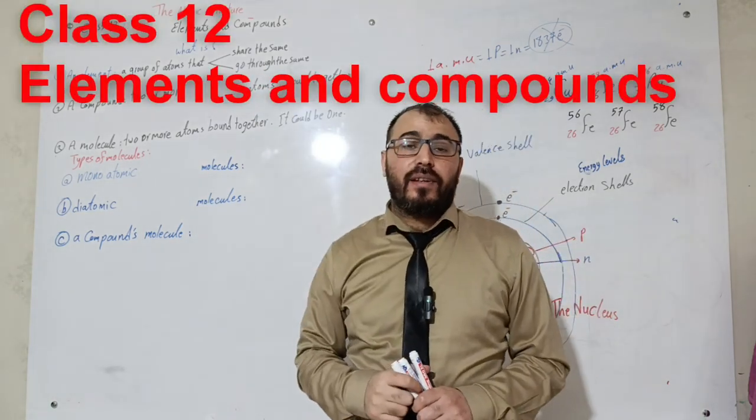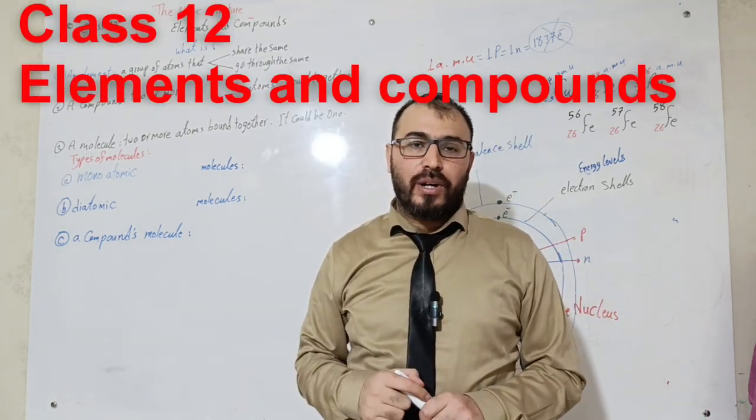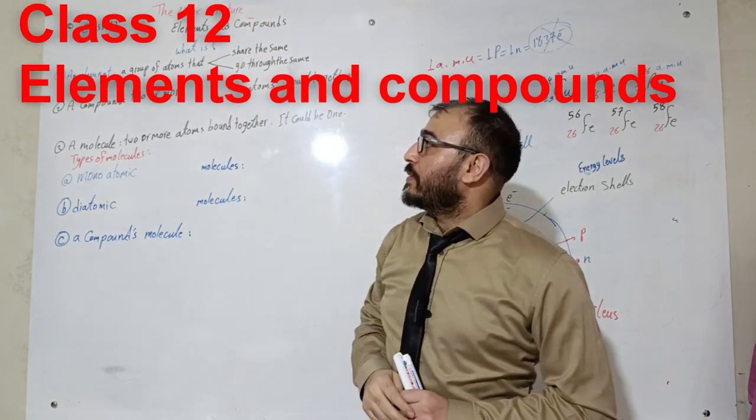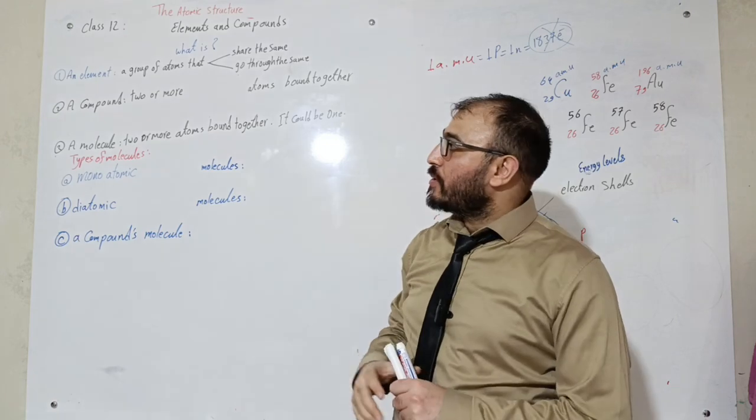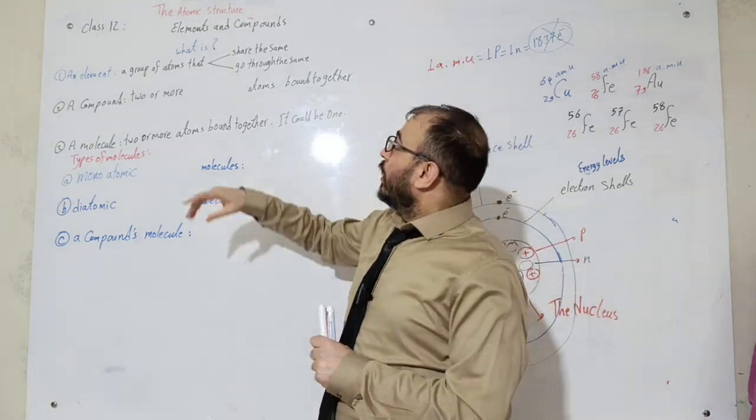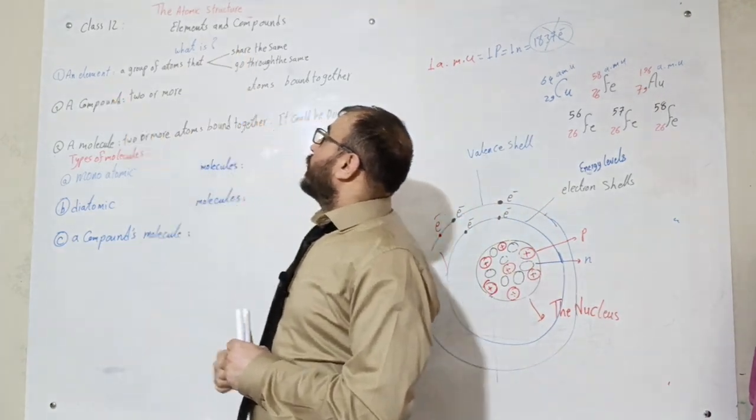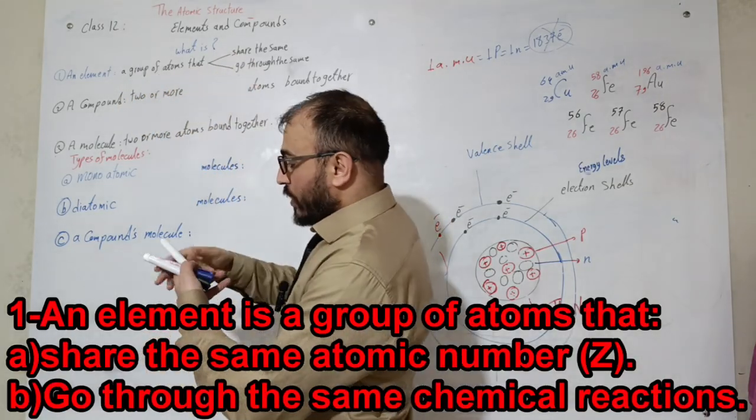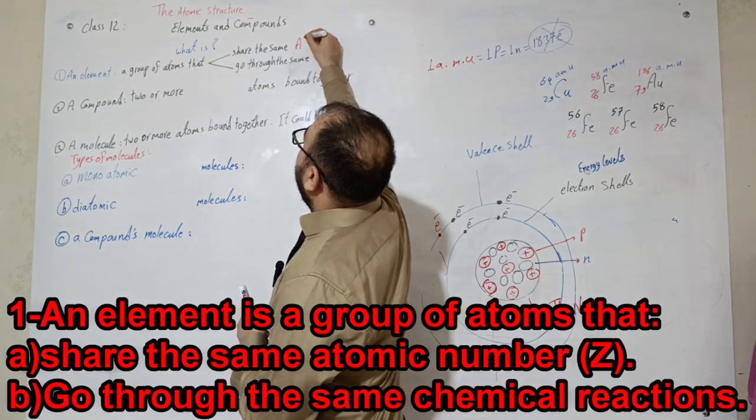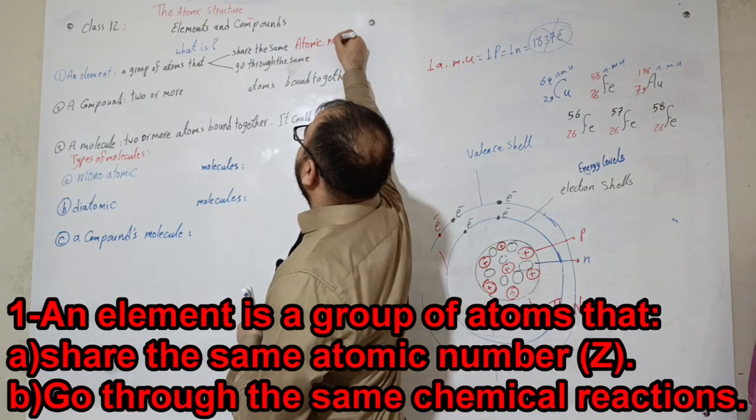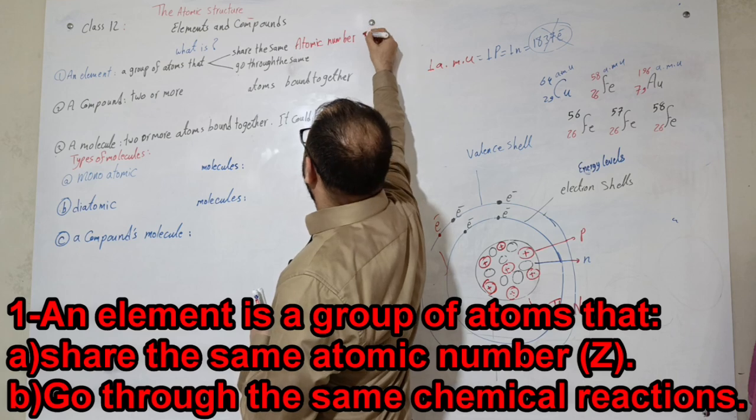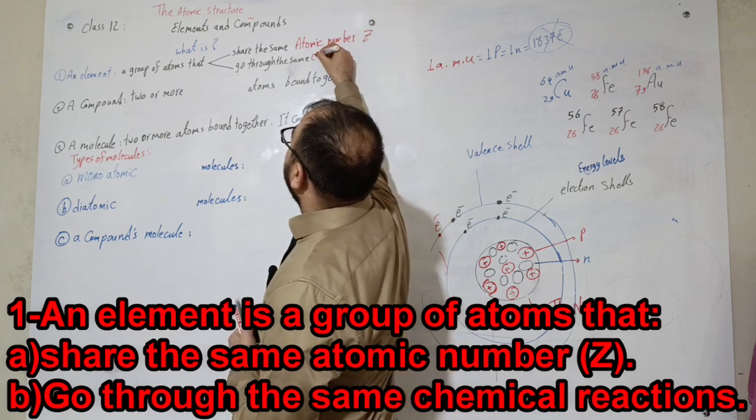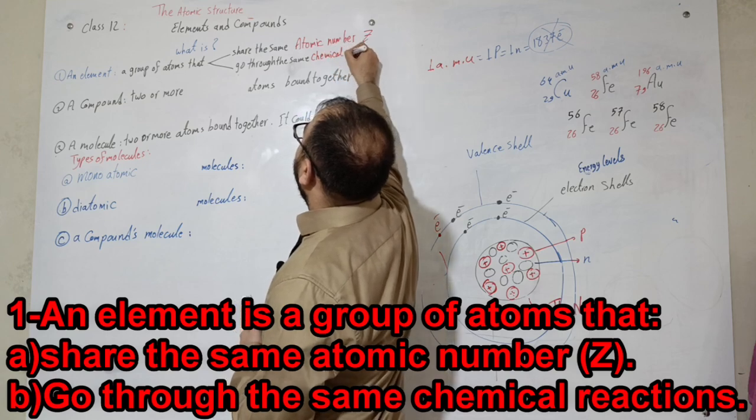This is the 12th class today, and we are going to answer a few questions which are related to elements and compounds. Let's start answering the questions with no further ado. So what is an element first? As you know, an element is a group of atoms that share the same atomic number, which is the number of protons inside the atom, and they go through the same chemical reactions.